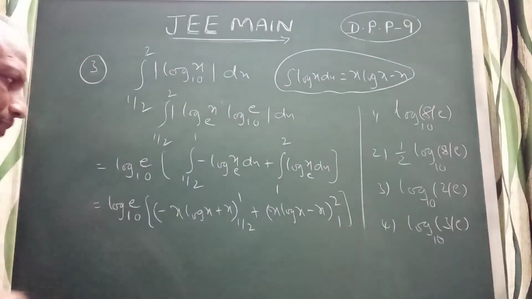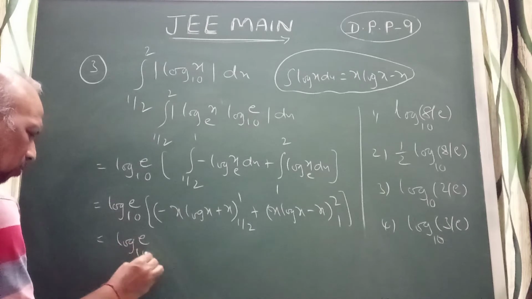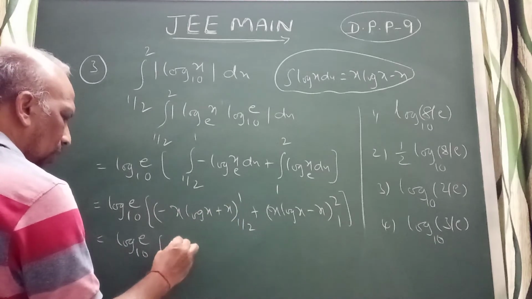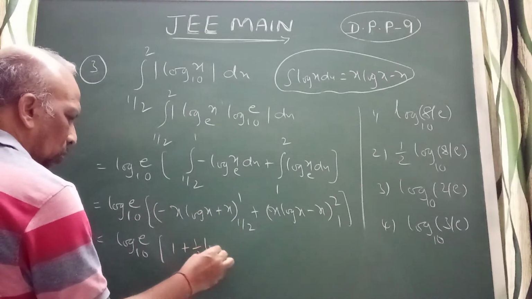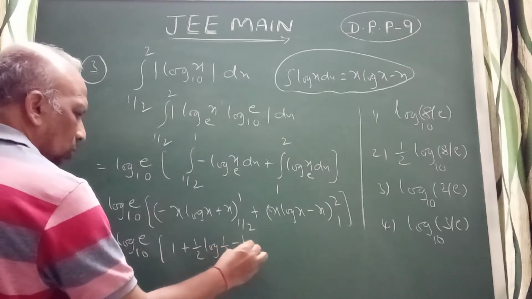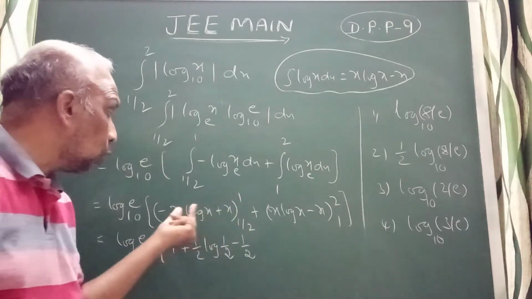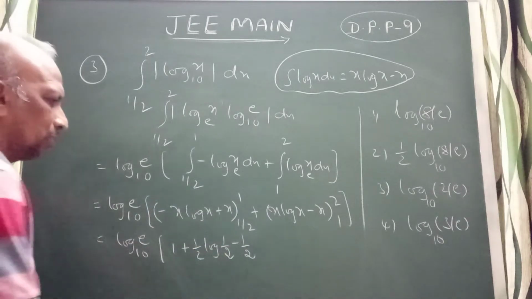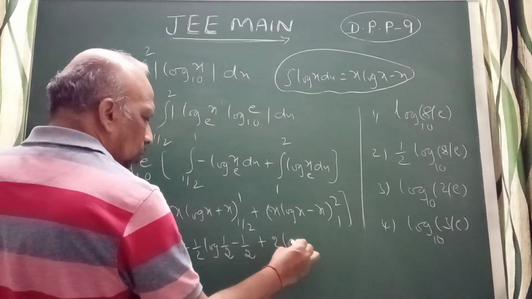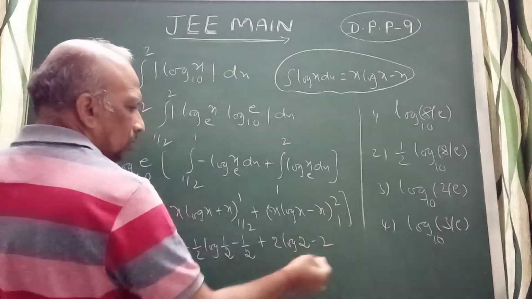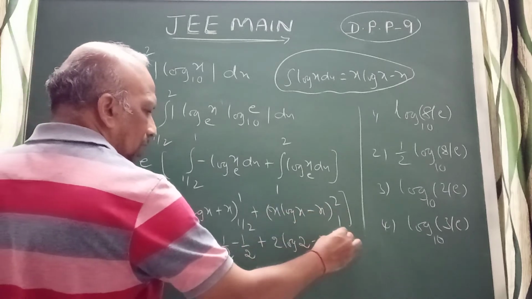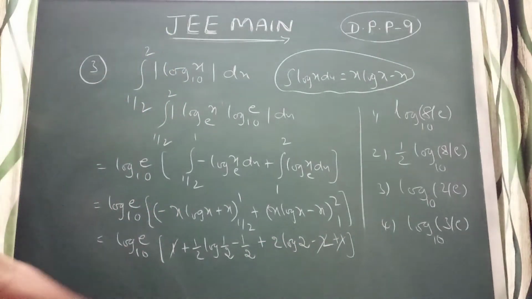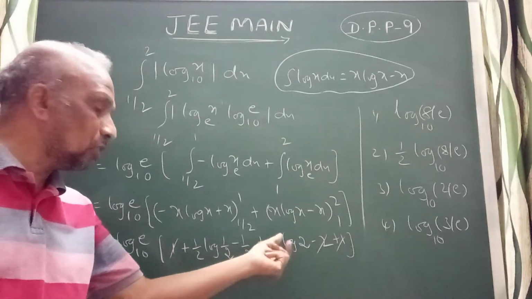Now you can simplify. With log e base 10 outside, at the upper limit 1, this will be 0 minus 1, so you get minus 1, minus the lower limit, plus 1 by 2 log 1 by 2 minus 1 by 2, upper limit minus lower limit. We apply the upper limit 2: 2 log 2 minus 2, minus the lower limit 1: 0 minus 1. So the 1 and 1 cancel with the minus 2, giving log 1 by 2 minus log 2 plus 2 log 2.